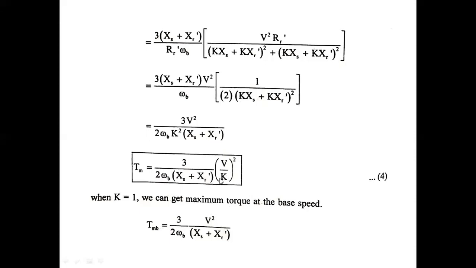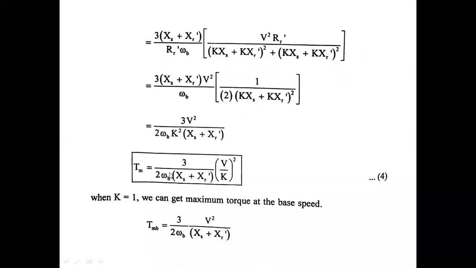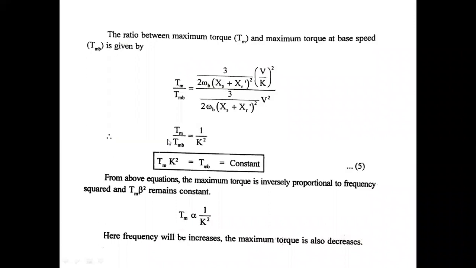By putting k value as 1 here, the remaining expression will be having TMB equal to 3 by 2 into omega b v square divided by xs plus etc. Same equation except k equals to 1 here by placing that. And now you see these two equations, and I can write now the ratio of these two: Tm divided by Tmb, the maximum torque for variable frequency and the maximum torque at base frequency.